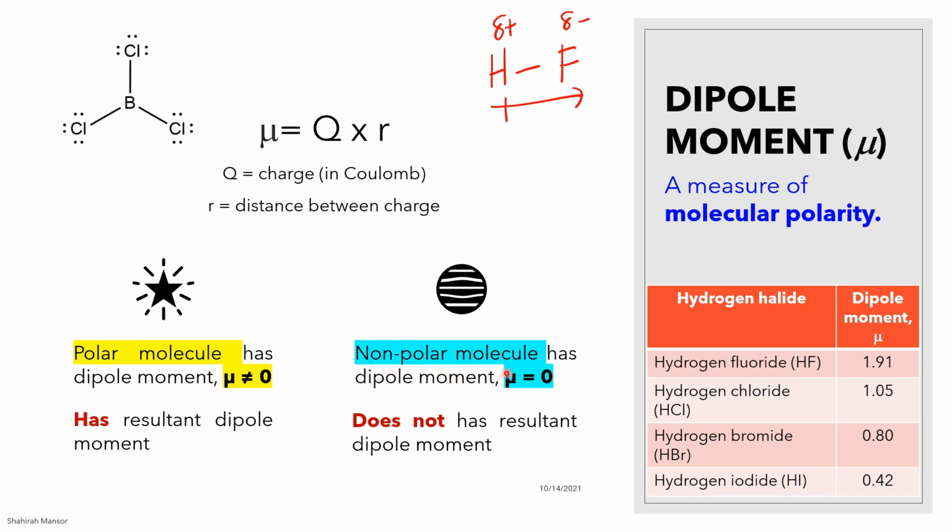So bila molecule tak ada resultant dipole moment, mu equals to 0, so the molecule will be classified as non-polar molecules. So our discussion later on adalah berkenaan bagaimana nak identify molekul itu sebagai mempunyai mu not equals to 0 ataupun mu equals to 0. So from these two values, you akan identify the polarity of the molecule sebagai non-polar ataupun polar.